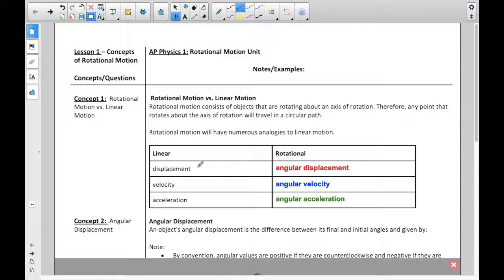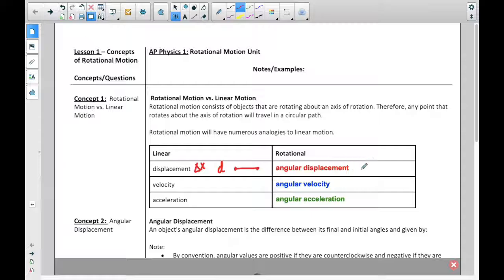When we were in the first unit, we talked about displacement. Sometimes we called that delta x, sometimes we called it d for displacement. Those were our variables for displacement, and displacement is basically just going from point A to point B in a straight line.